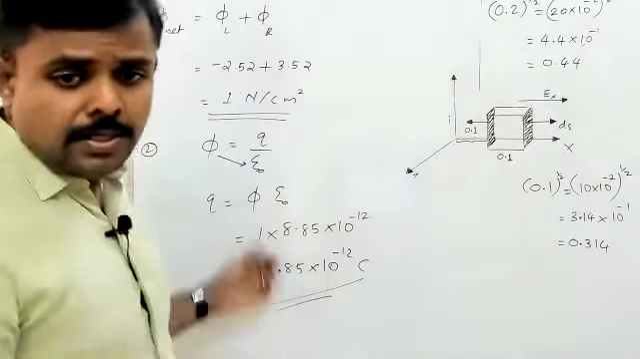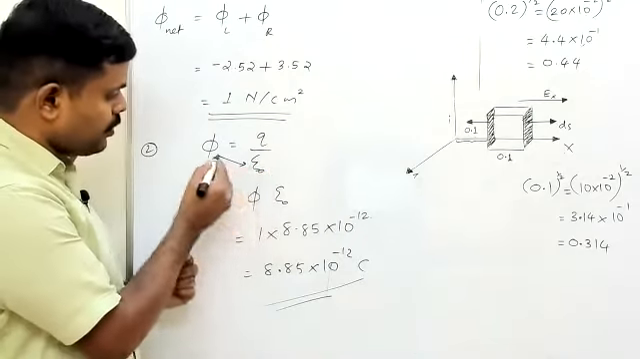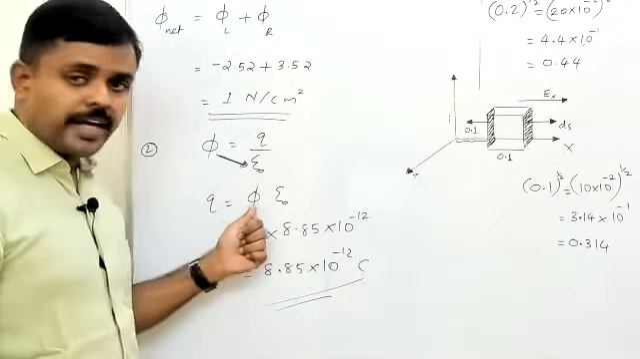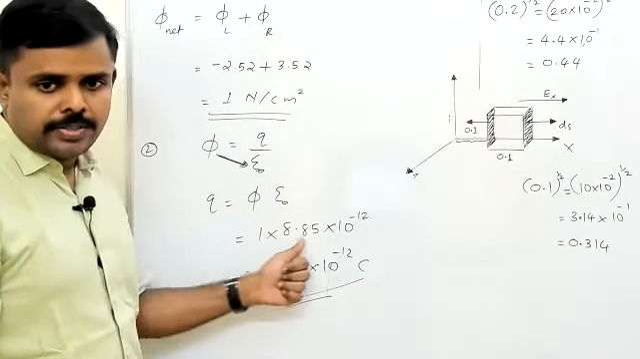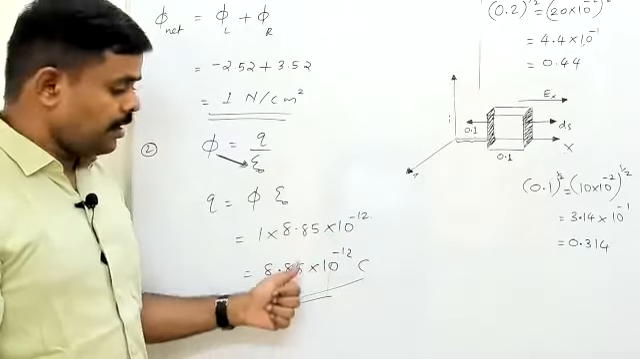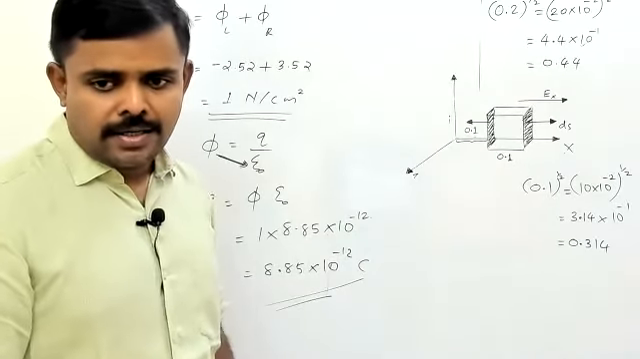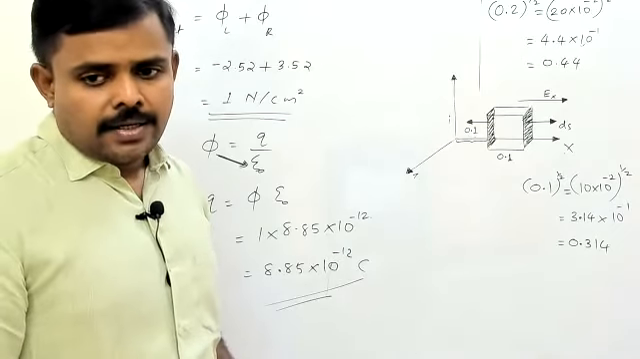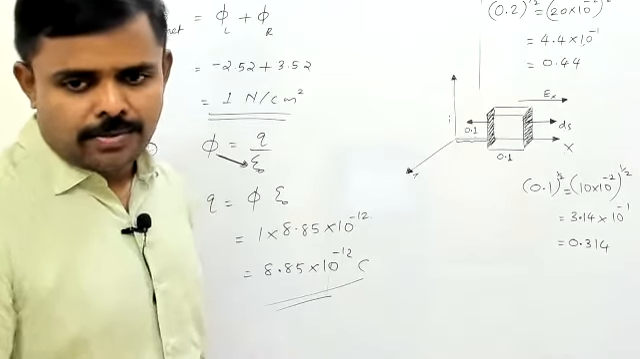Did you understand this? Phi is equal to Q by epsilon 0. This is what Gauss's theorem states. So if you cross multiply, Q will be equal to phi times epsilon 0. Phi is 1 Newton per coulomb meter square, and epsilon 0 is 8.85 into 10 power minus 12. So when you multiply, you're going to get 8.85 into 10 power minus 12 coulomb. Did you understand? This is supposed to be the most important question in the first NCERT book, and it's been asked many times in board examinations. It's a 3-mark question. Did you understand? Now, before moving to the next question, I'll tell you something.